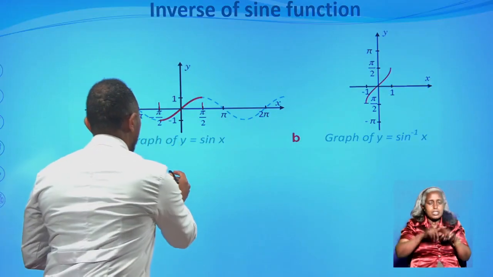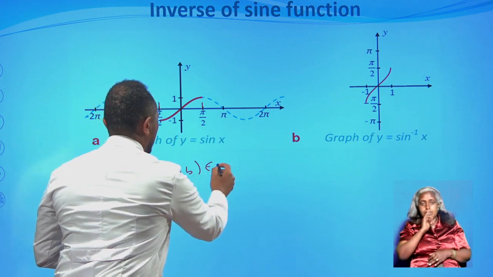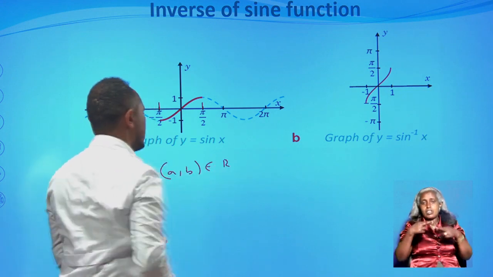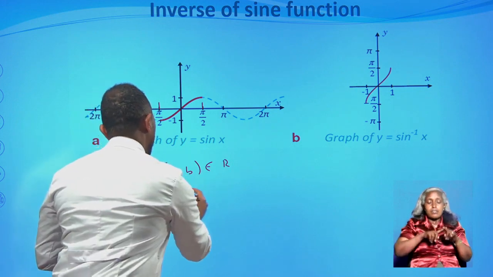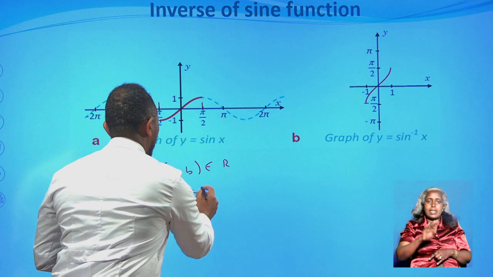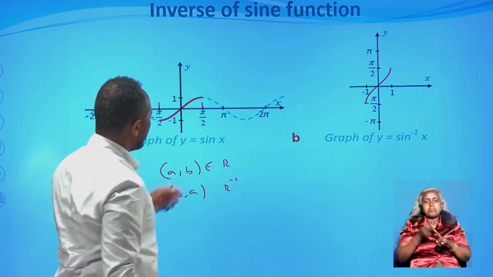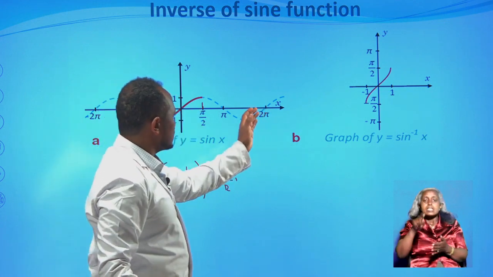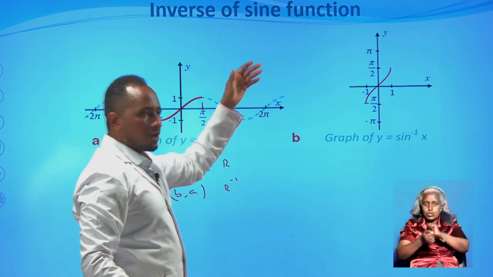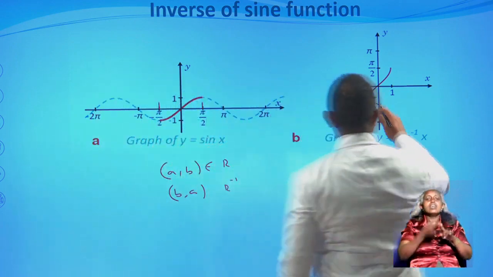If (a, b) is an element of a certain relation or function f, the inverse will have (b, a). Therefore, here the x coordinate will be changed into the y coordinate and the y will be on x. So you can see the inverse here.